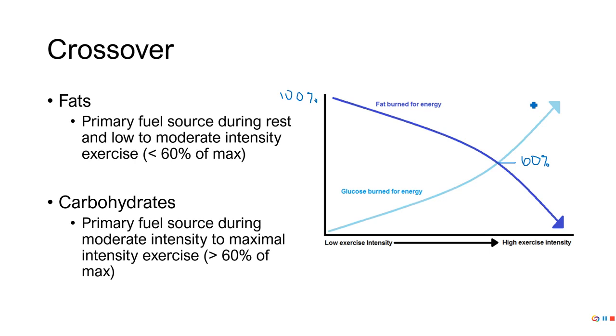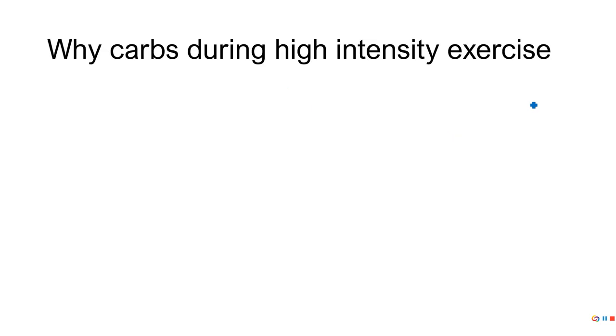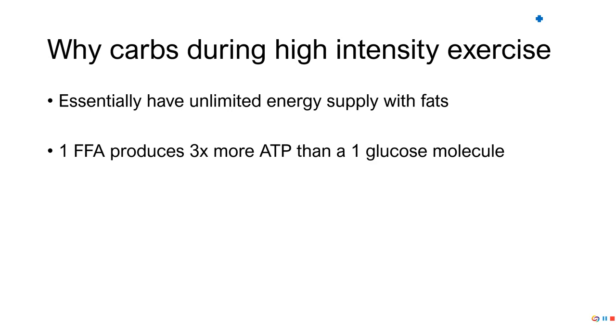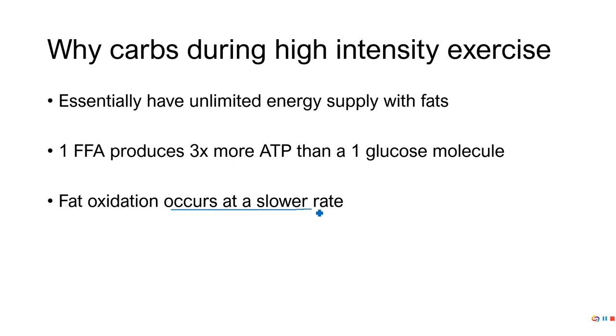So why carbs during high intensity exercise? Okay, we talked earlier, I've only got 2,500 calories of glycogen in my glycogen stores, whereas I have 70,000 in fat. It would seem that during high intensity exercise, I'm going to rely on fat because I've got so much energy. Well, remember, and part of the reason is that one fatty acid produces about 3 times as much ATP compared to a glucose molecule. The problem is, and I mentioned this, whether or not you caught it, that fat oxidation occurs slower. It takes longer.